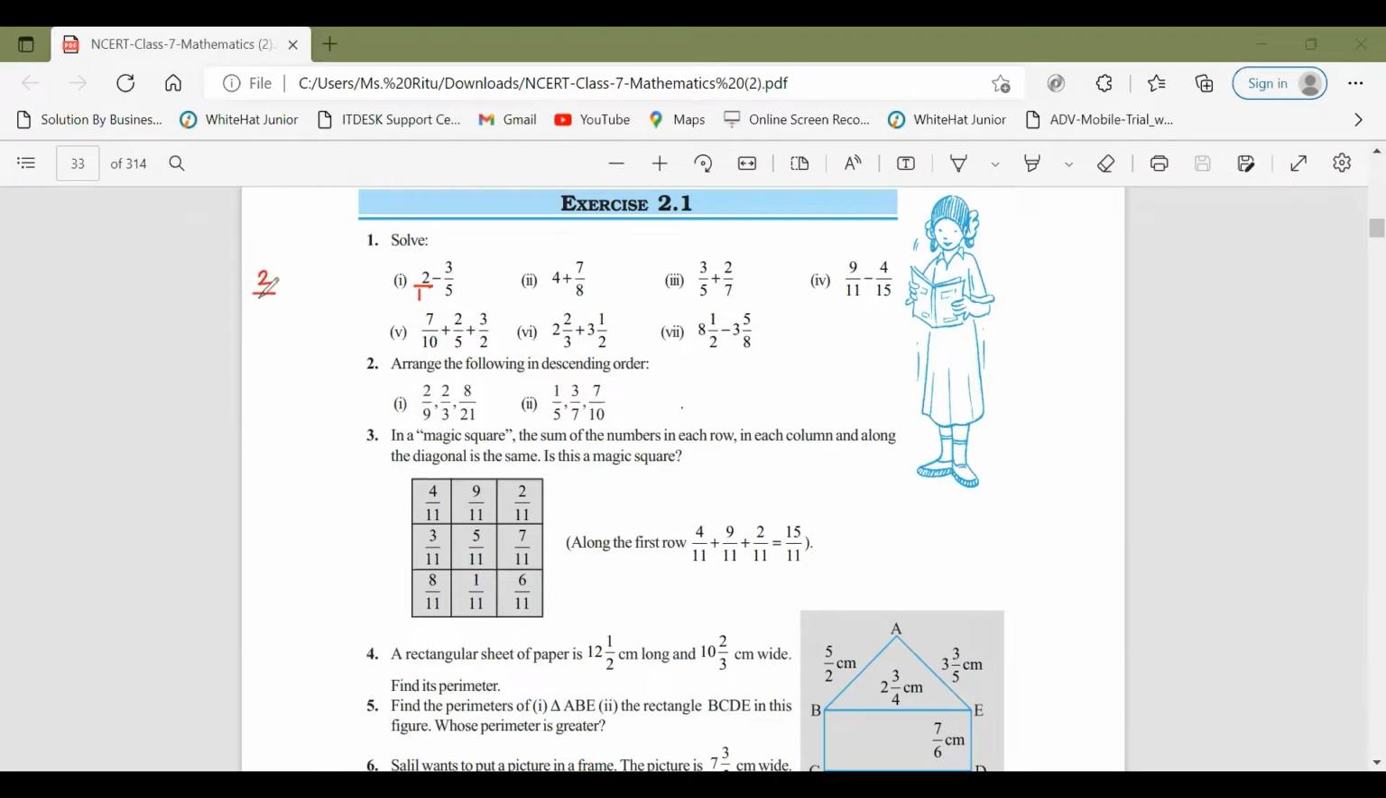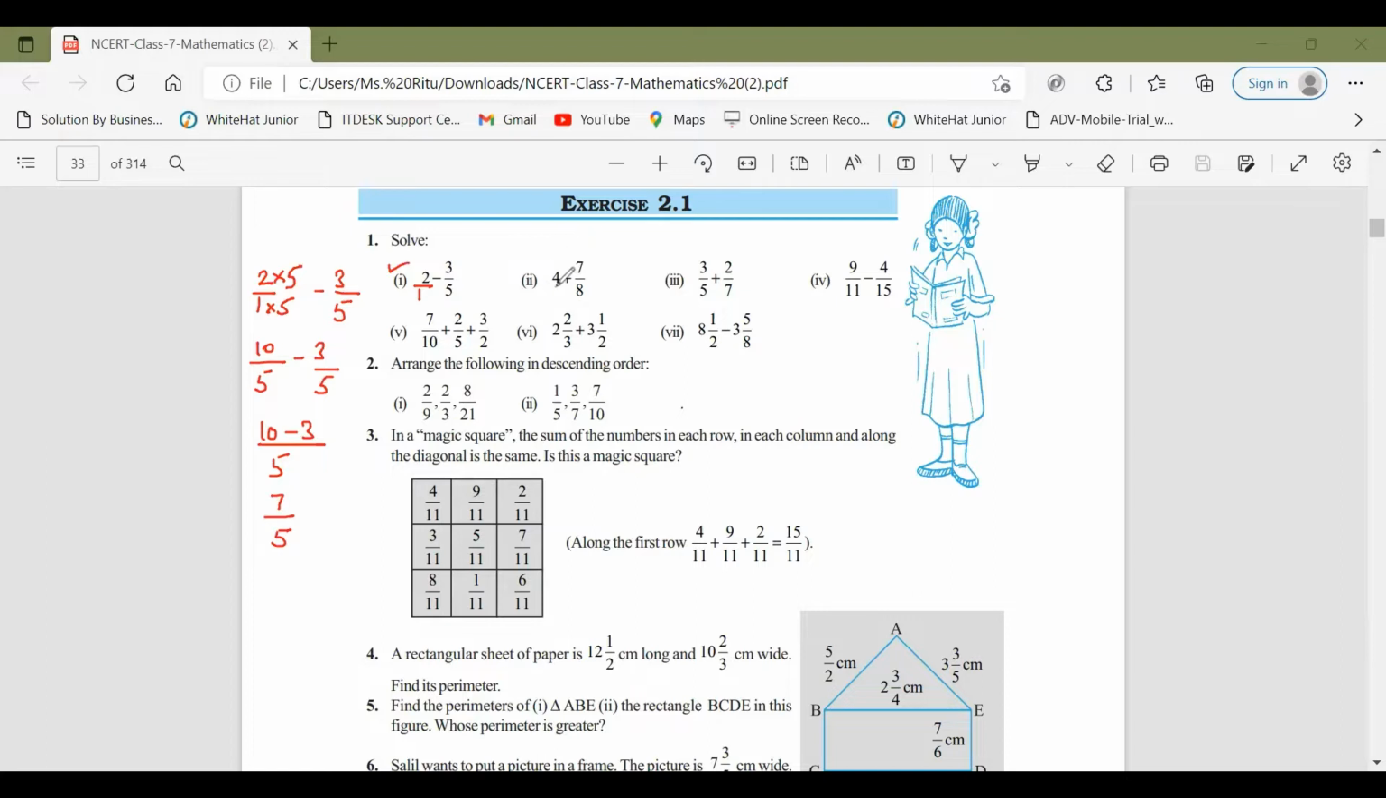2 upon 1 is the first fraction. How can we make its denominator 5? By multiplying it by 5. Make sure you're multiplying the numerator as well. So this would be 10 upon 5, right? Now the right side is minus 3 upon 5. Already the denominator is 5 here, so we'll not do anything; this would remain the same. Now the denominators are the same, so we can simply subtract the numerators, and the denominator would remain the same. So 10 minus 3 is 7, and 7 upon 5 would be the answer of this first part.